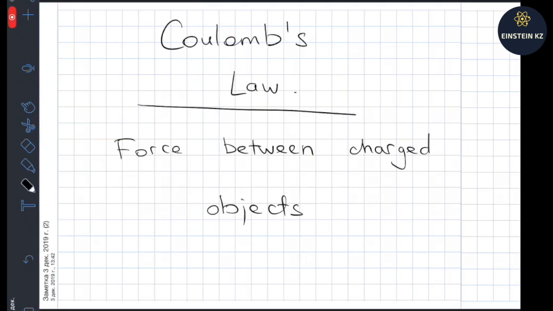Hello dear students, today we're gonna study Coulomb's law. So Coulomb's law is basically used to quantify the force between charged objects.